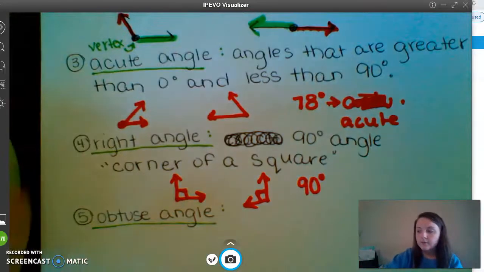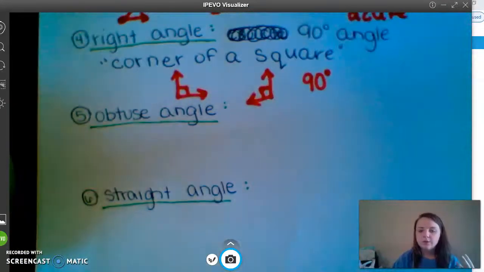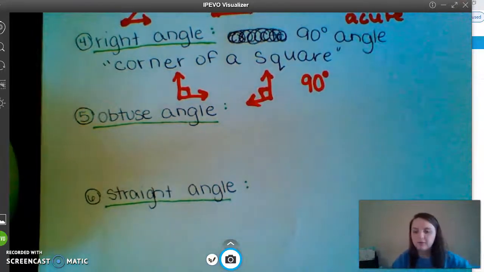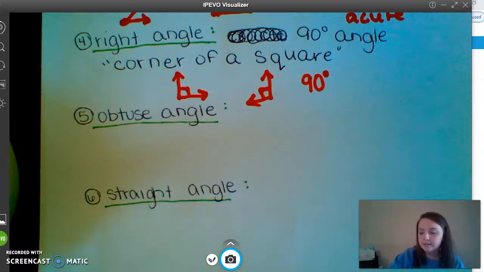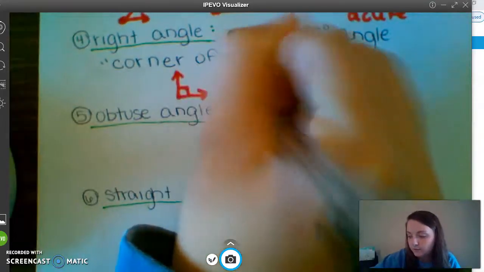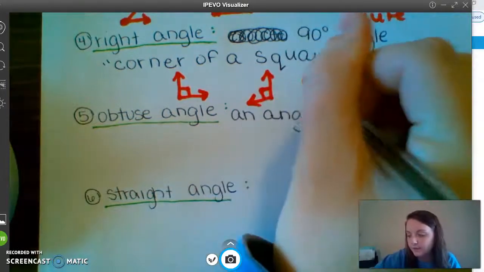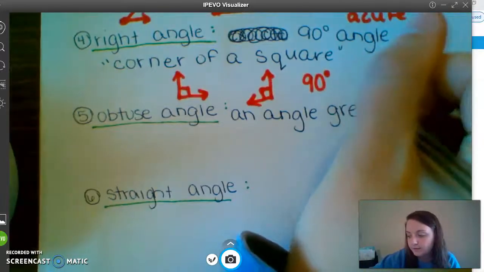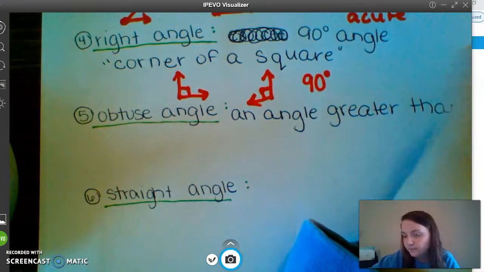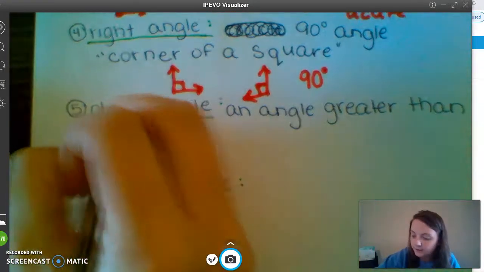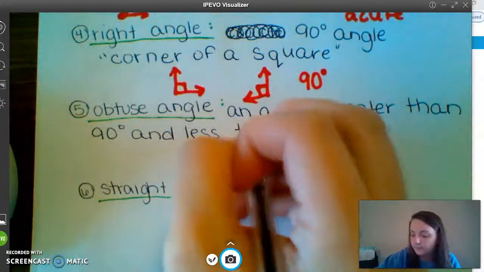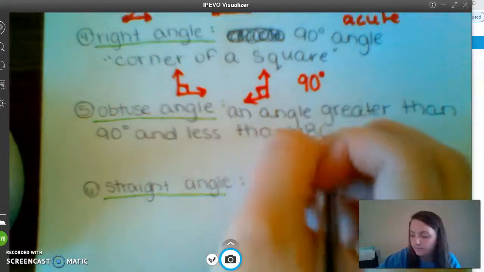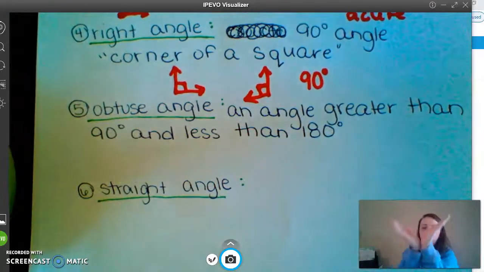Okay, moving on. Obtuse. Obtuse just sounds like bulky and big whenever I say it. It's not acute. It's obtuse. It's big. So an obtuse angle is an angle greater than 90 degrees and less than 180 degrees. So those are your big angles.